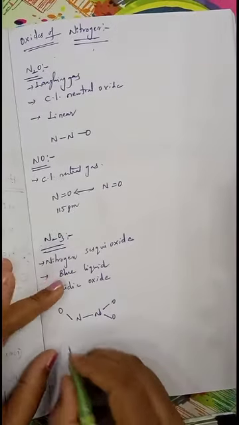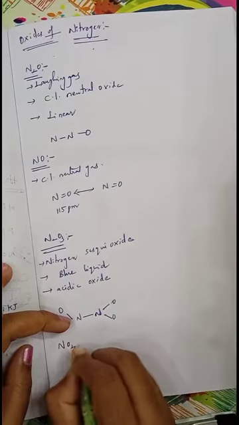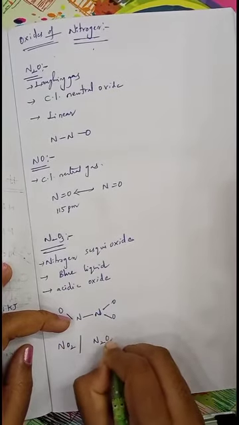Now nitrogen dioxide, formula NO2, or we can also write it as N2O4 in dimeric form.